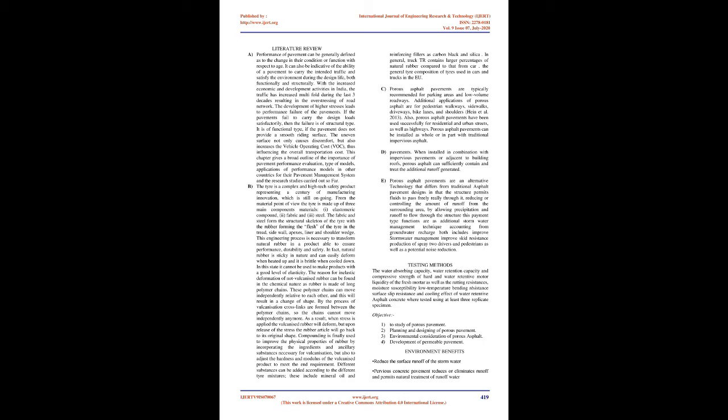Elastomeric compound, 2. Fabric, and 3. Steel. The fabric and steel form the structural skeleton of the tire, with the rubber forming the flesh of the tire in the tread, sidewall, apexes, liner, and shoulder wedge. This engineering process is necessary to transform natural rubber into a product able to ensure performance, durability, and safety.